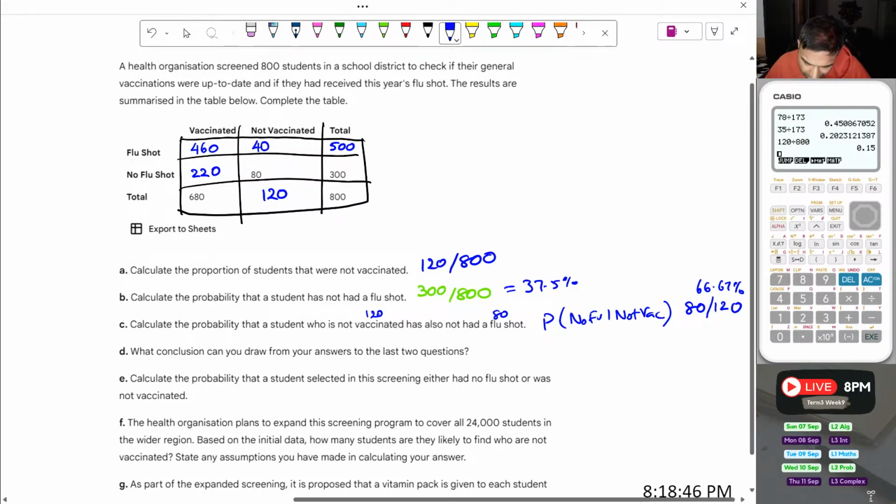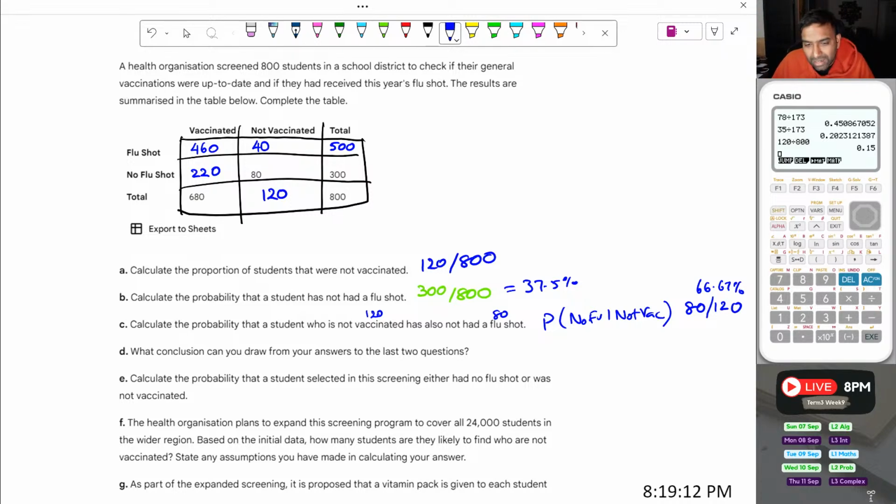Nice, Toby, congratulations. So what we can say is the probability of a student not having a flu shot is 37.5, but the probability of them not having a flu shot, given that they're not vaccinated as well, is much higher. So basically all it says is like these two events, are they independent? Is there an association? I don't know, man.